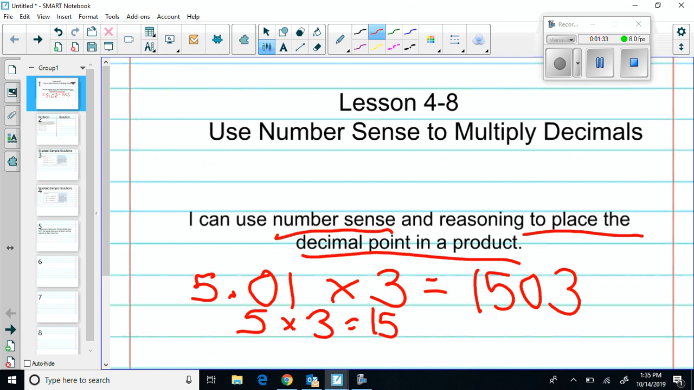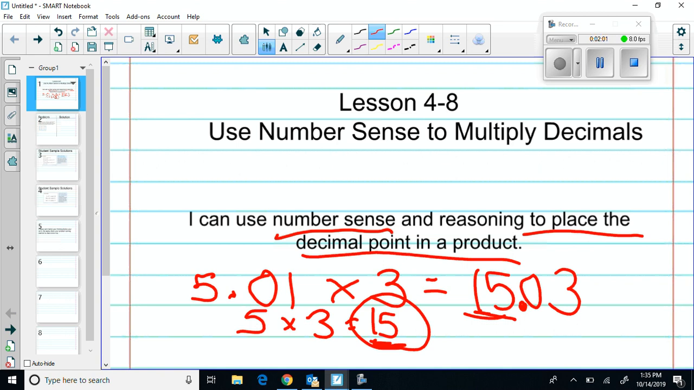So by using number sense, you need to be looking at this 15 and thinking, my answer should be close to that. That helps you understand that your decimal point needs to go after the 5 because you know your answer needs to be close to 15. It gives you that number sense of knowing where to put your decimal point. If this is a tens number, I know I need to have a tens number as my whole.